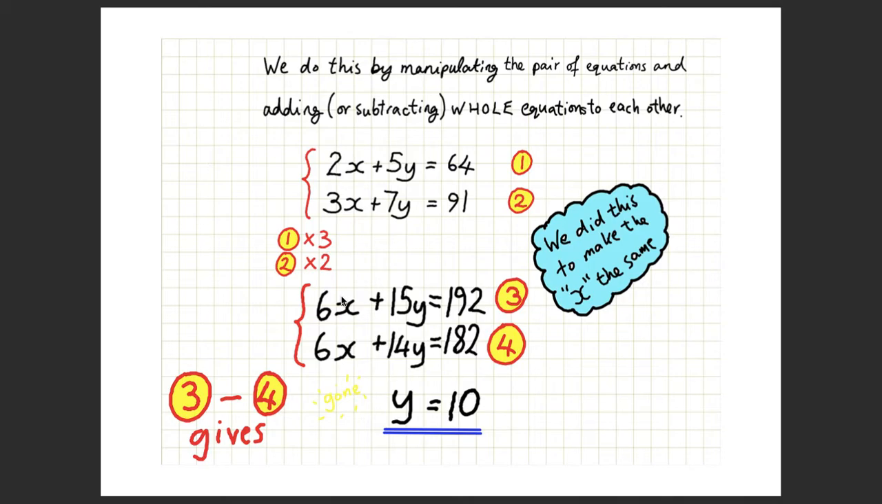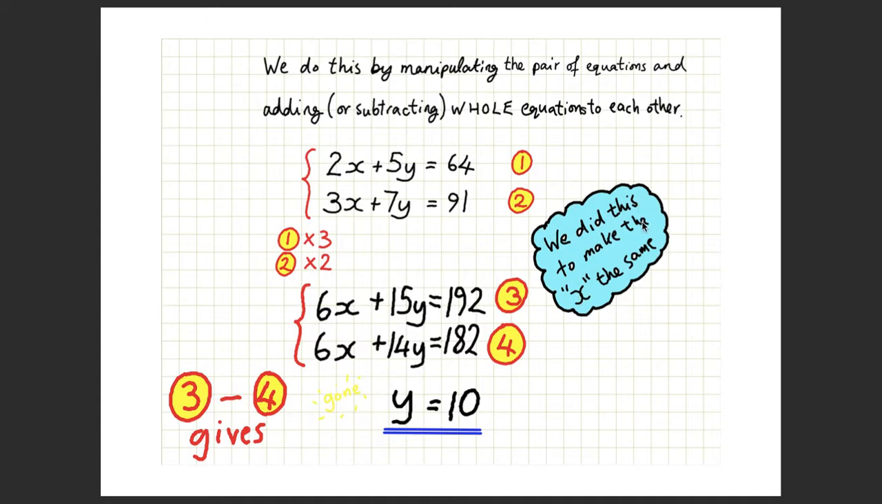Well, the reason I did that was so that I could make the amount of x in both of these the same. So now they've both got a 6x in. So I said to myself, I'd like to make these x's the same. 2 and 3 both go into 6. So I'm going to multiply everything in both equations by something so that they've both got 6x in them.